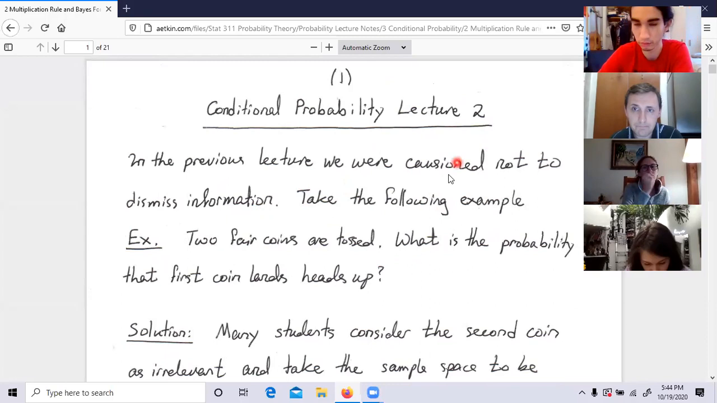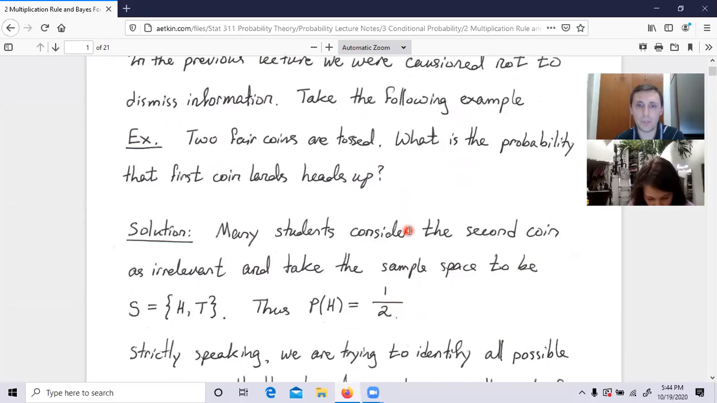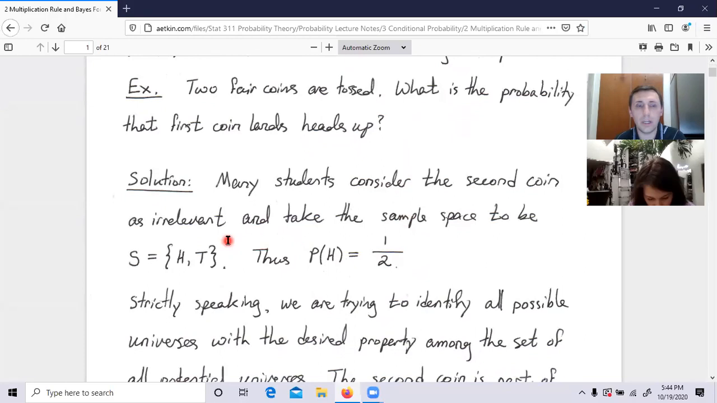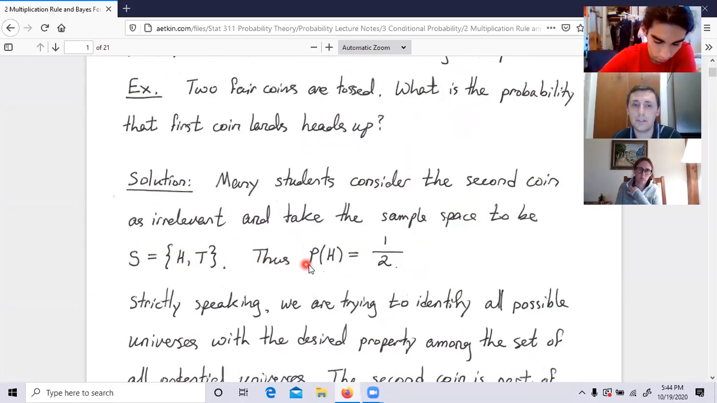So here is, again, a very simple example. Two fair coins are tossed. What is the probability that the first coin lands heads up? So most students say, well, we are not interested in the second coin, correct? The second coin is not affecting the first coin. So our sample space, they would say, is first coin heads or first coin tails. And then they calculate the probability that heads comes up to be 1/2, if the coin is fair, right?